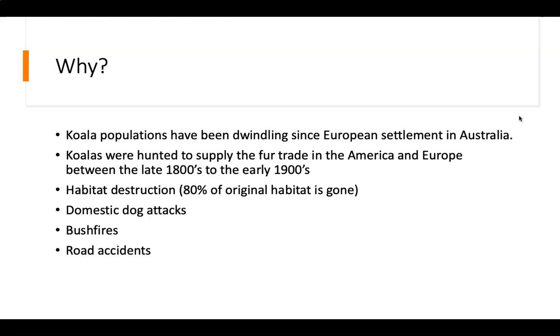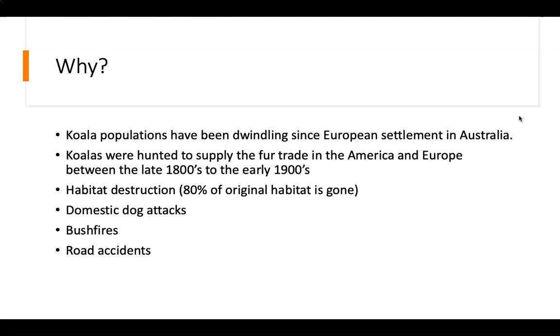So koala populations have basically been in decline since white men arrived in Australia. And the koalas were hunted for their fur in the late 1800s to the early 1900s. So, not that long ago, only just over 100 years ago, did we stop hunting koalas for their fur. Now, one of the main reasons koalas are in danger is because of habitat destruction. Over 80% of their original habitat has been destroyed to make way for housing and industrialization.